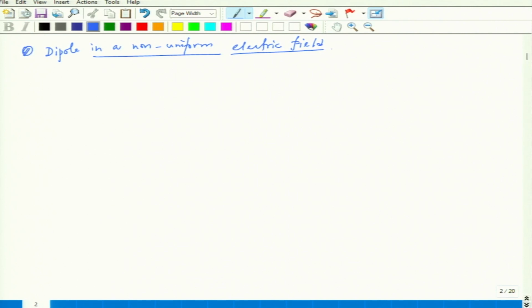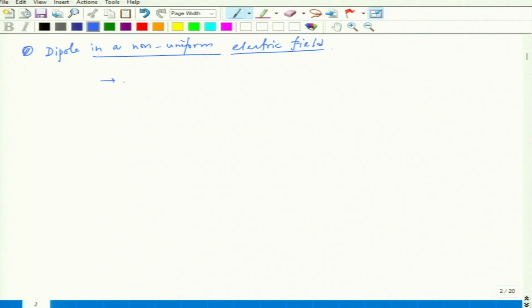In the previous case, when we considered a dipole in an external uniform electric field, we saw that only the torque becomes non-zero and the force is zero, because the force on the positive charge is equal to that on the negative charge and the directions are opposite. That is why the net force becomes zero. But today we will see that when the dipole is placed in a non-uniform external field, the force becomes non-zero as well as the torque. So we calculate the net force on the dipole in this case.